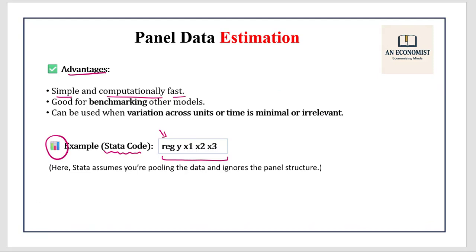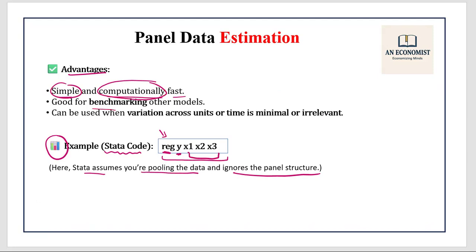I'll explain that more. But see here, only this much Stata code is needed to pull off this pooled OLS regression. First write reg, then write the outcome variable or the dependent variable, and then write all the independent variables. If you write only this much, the entire pooled regression will be executed. Here Stata will assume that you are pooling the data, ignoring the panel structure. No panel essence will be there, only pooled OLS will be executed. So it is simple and computationally very fast. If you want just a general overview of the model, you can run this regression in Stata.